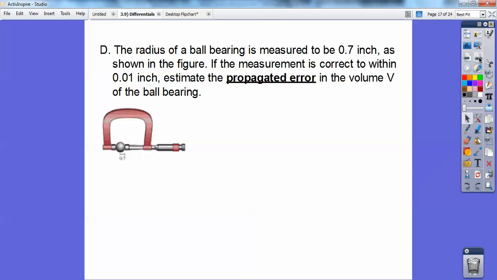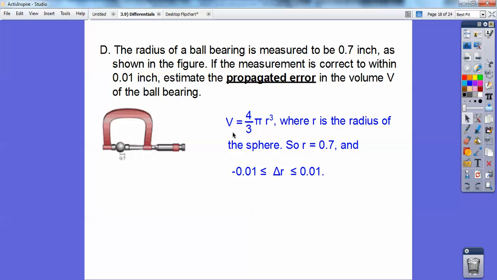All right, let's try one. Here's one that's called propagated error. The radius of a ball bearing is measured to be 0.7 inches, as shown in the figure. If the measurement is correct to within 0.01 inch, that's my dx, estimate the propagated error in the volume of the ball bearing. Here's the formula for a sphere. Volume is 4/3 pi r cubed, where r is the radius of the sphere. So r in this case is 0.7, and the change in r is plus or minus 0.01. We're going to do the same thing, the differentiation.